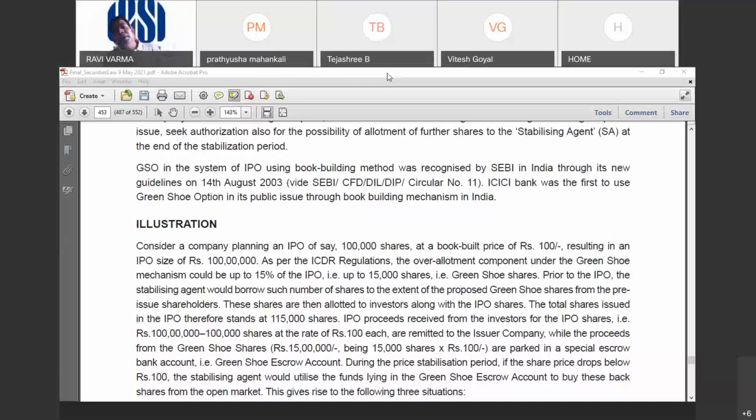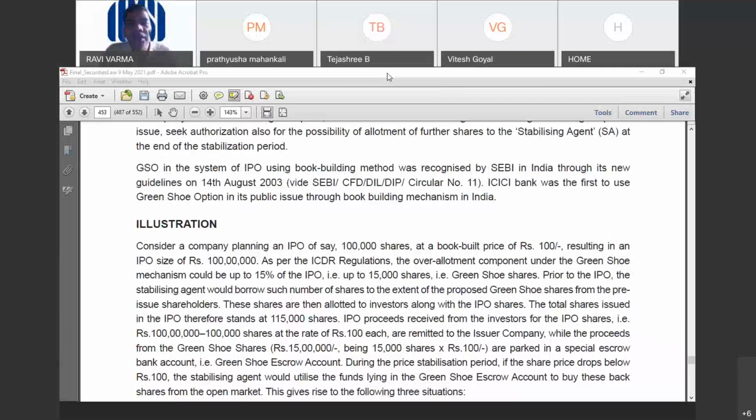Now, sir, with the new issuance of shares, don't you think the company will suffer? Yes, the company will be impacted. Ultimately, the company's financials are impacted, but the market is regularized, because the stabilizing agent, by way of trading, has stabilized the market.